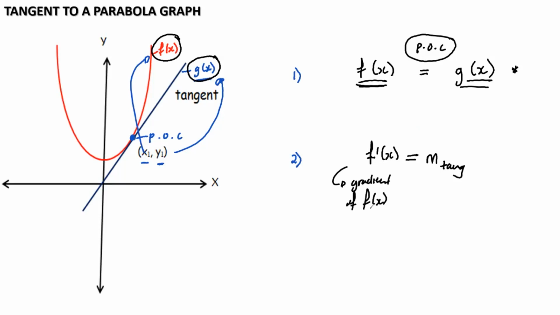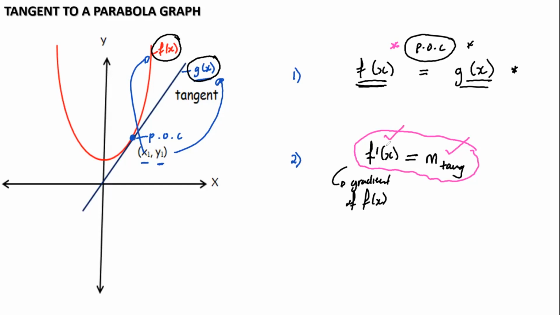I'll show you what deriving means when I do an example. When you derive, the derivative of f of x is the one that gives you the gradient of f of x, which at the point of contact will be equal to the gradient of the tangent. Meaning if I know the gradient of the tangent, then eventually I can also know the gradient of the parabola, because the gradient of the tangent and the gradient of the parabola are the same. So listen to this very important information.